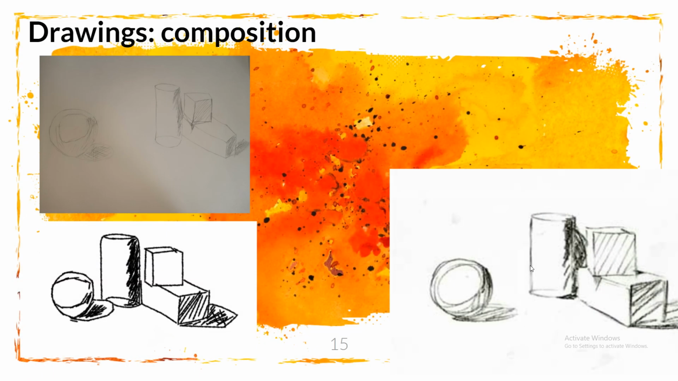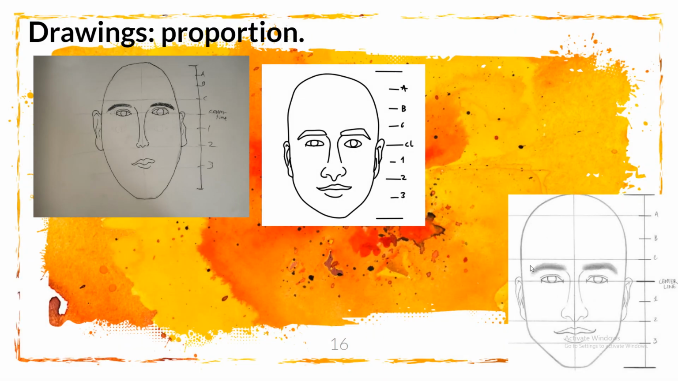Here I've got composition. Again, top, I've got the original one. Second, I've got my redraw, and lastly, off to the side is the original drawing that I'm using as base for the image. And lastly, you've got proportion. Again, at the top, my original drawing. Second is my redraw, and lastly, what I'm basing the drawing off.